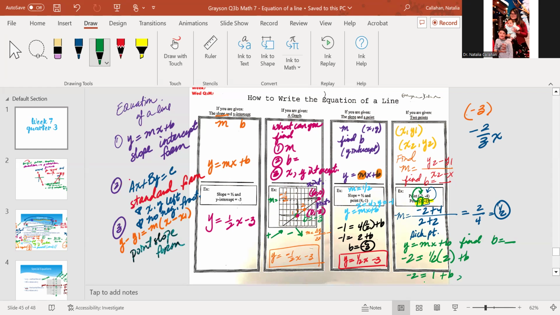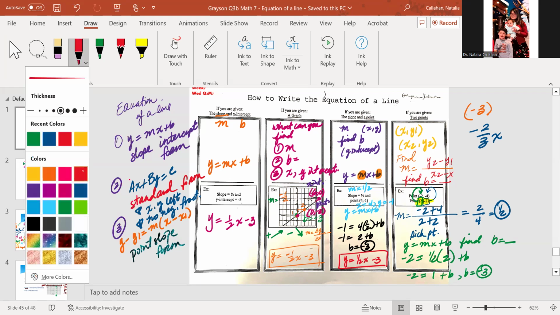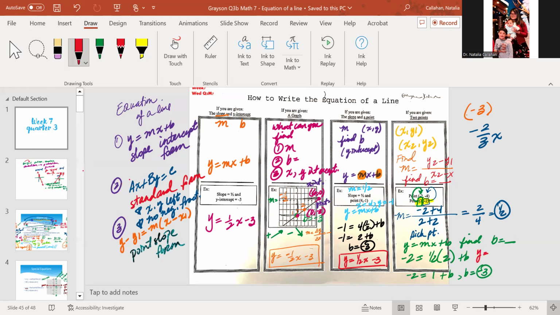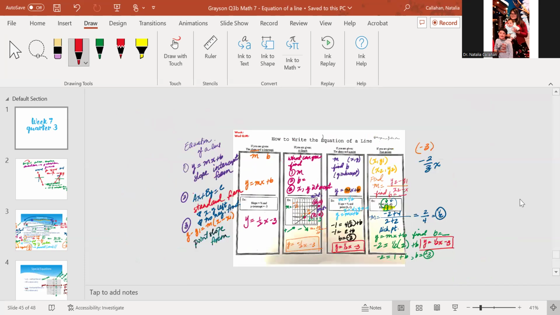What's your b? What'd you get for b? So you gotta be careful with the negative signs because they do kind of mess it up a little bit for you, right? Now, that's not to say if you pick the other point, you're not going to get the same answer. You will get exactly the same answer.